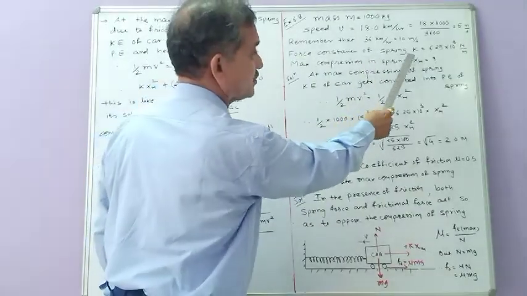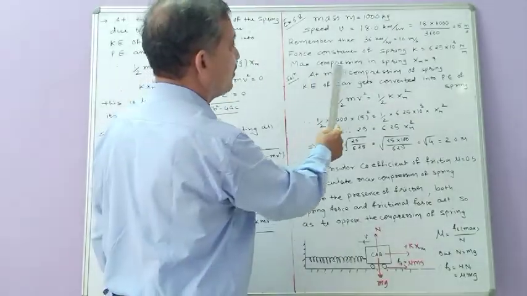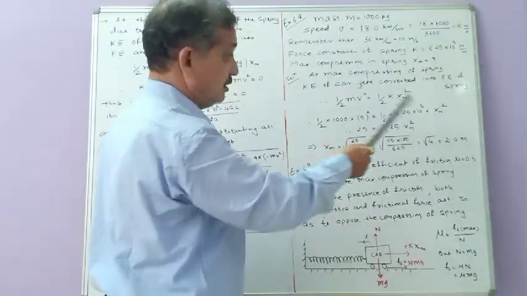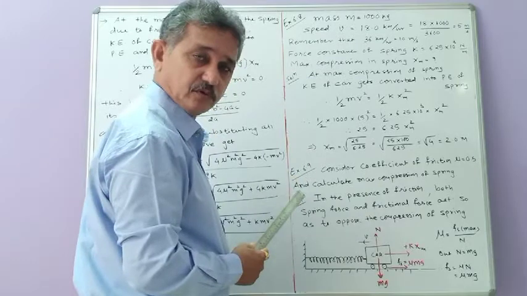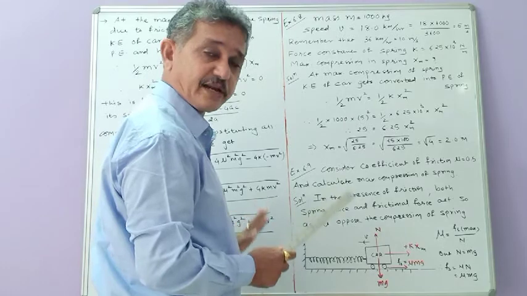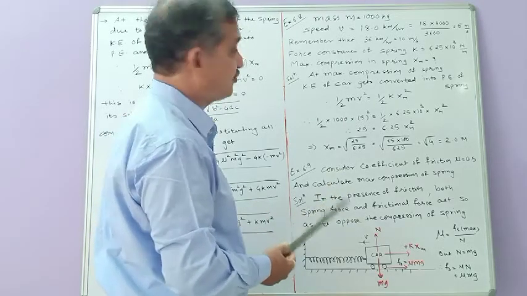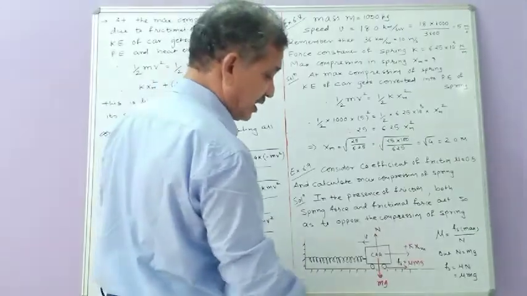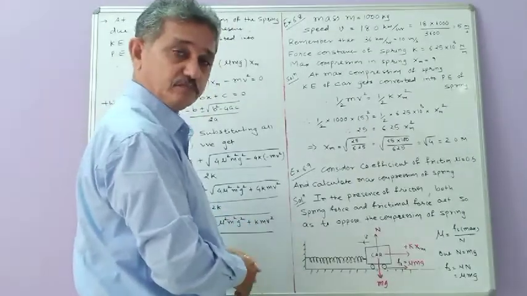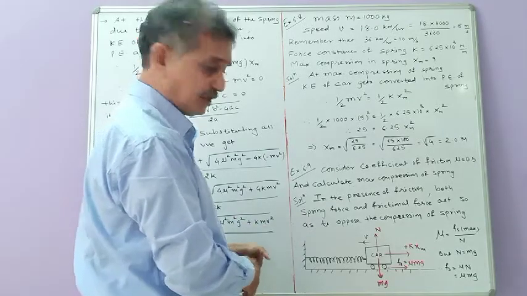For the spring constant K equal to 6.25 into 10 raised to 3, you have to determine the maximum compression in the spring. As the car is moving on a smooth road, there are no other forces acting. As the road is smooth, you can consider that there is no force of friction. And when the car is going to collide with such a spring, which is held with one end on this vertical wall, what will happen here?